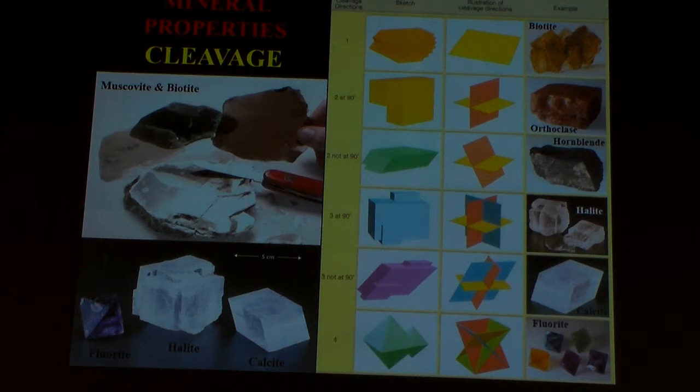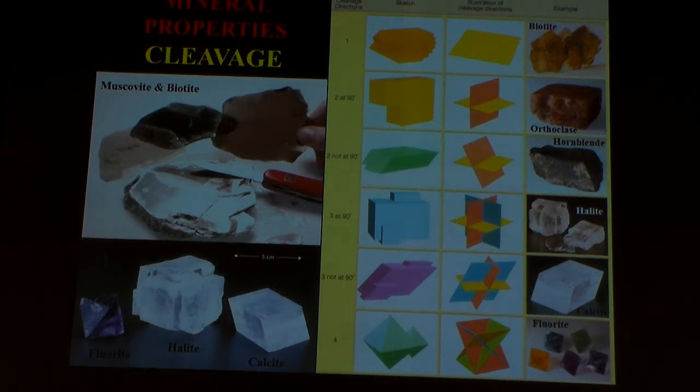But this one up here looks like a mineral you may have seen before, called muscovite or biotite. Muscovite's the silvery one and biotite's the black one. It breaks into thin, identical sheets. How many cleavages? Look at the little cartoon up there. How many cleavages is a sheet? One cleavage. So that would be an example of something with one cleavage.